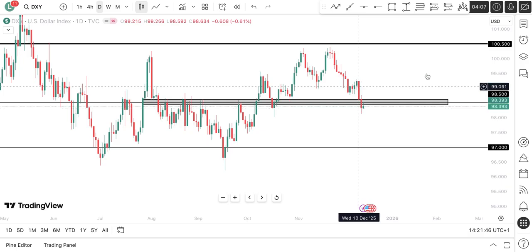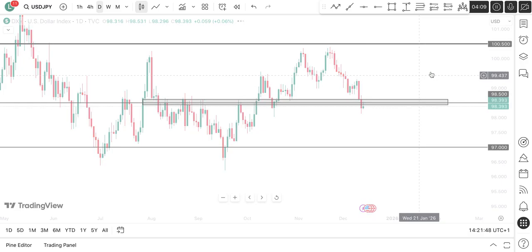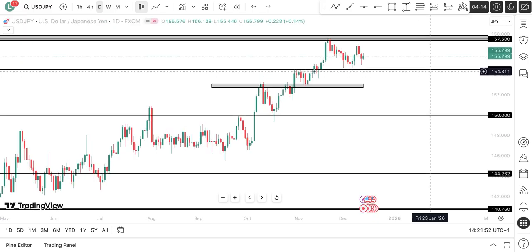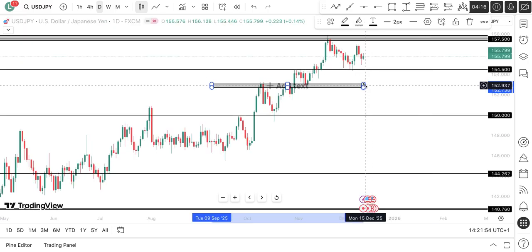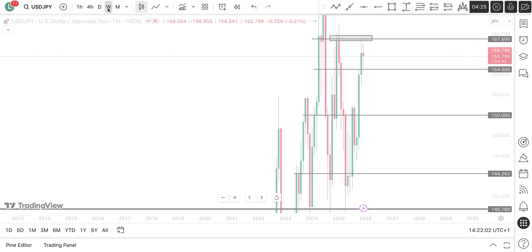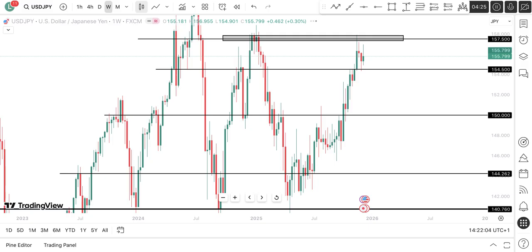So I remember last week giving us a direction for the USD JPY. Now, the USD JPY is very bullish on the monthly time frame. This is one thing you have to understand. The USD JPY is bullish on the monthly time frame, meaning we could look for buys, right? The weekly time frame was also very bullish, meaning we could also look for buys.